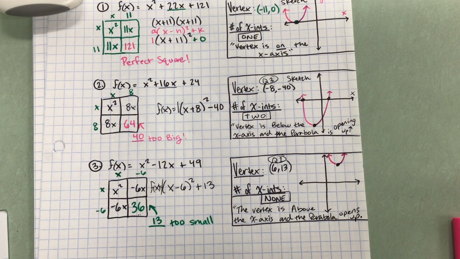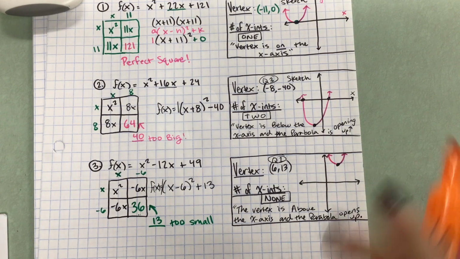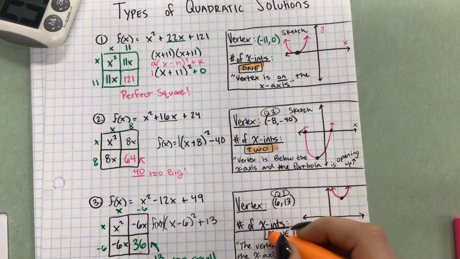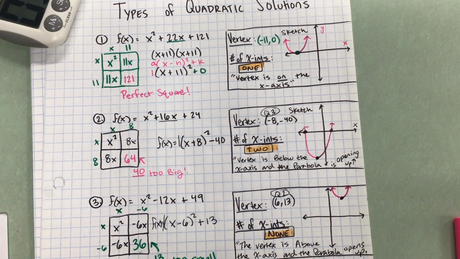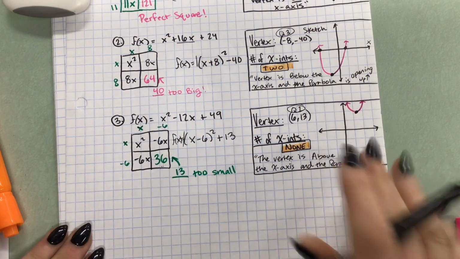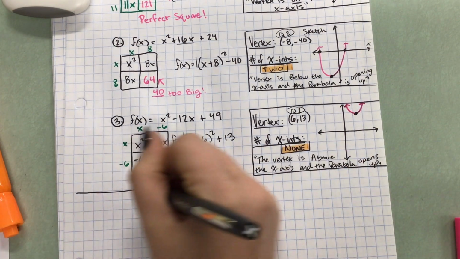Okay, so there are our 3 scenarios of solutions. We could possibly have 1, 2, or no x-intercepts. So a quick little sketch of all the types at the bottom of our page. Let's just kind of divide the rest of your page in 3.